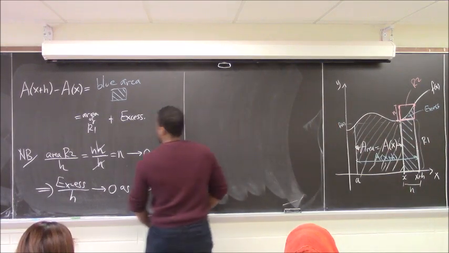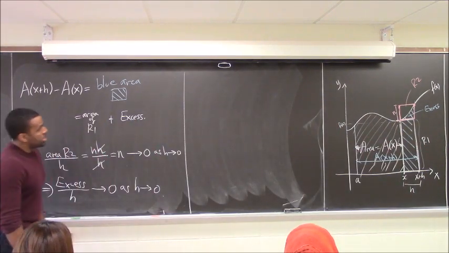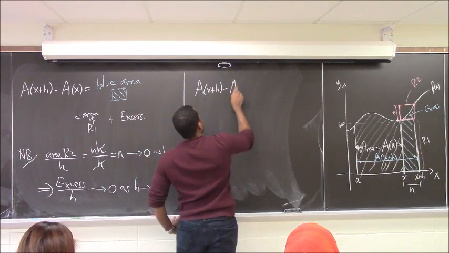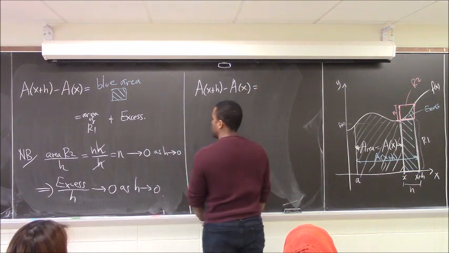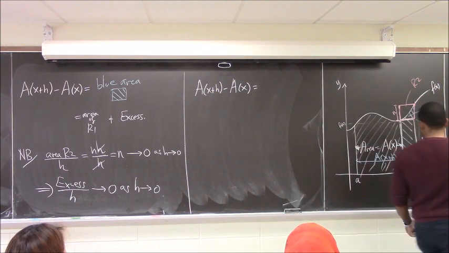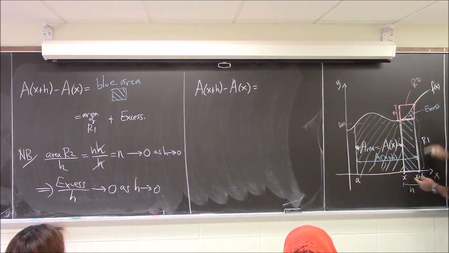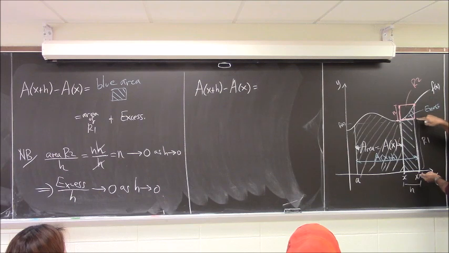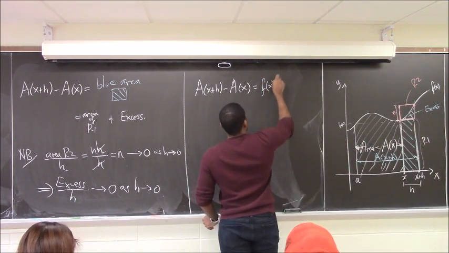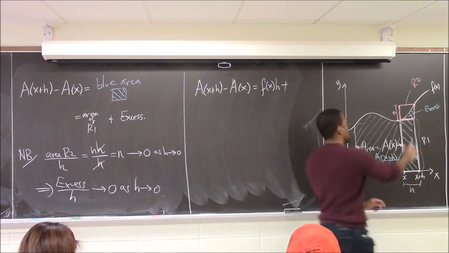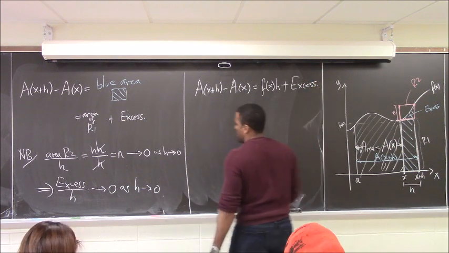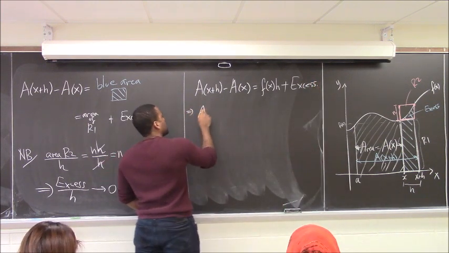Okay. What is the point of that? Well, basically what I just said was, we now know that this guy is actually equal to the area of R1. Now the area of R1, if we take height times width, the height is f of x, the width is h. So this is going to be f of x times h plus the little bit of excess. What I'm going to do now is divide both sides by h.